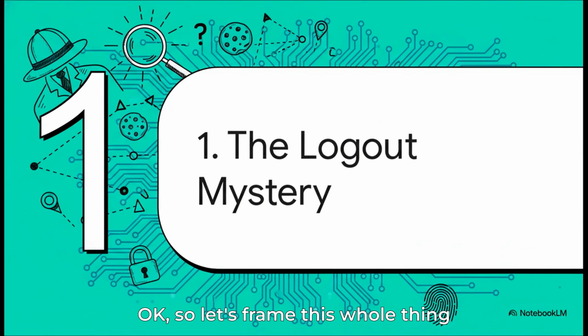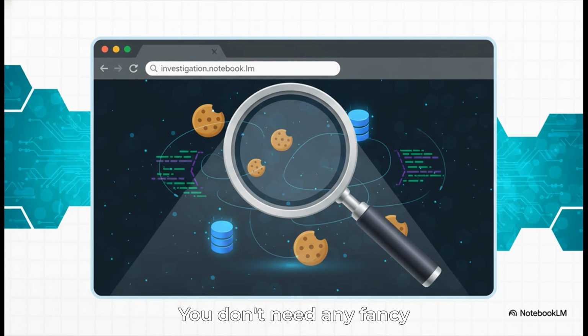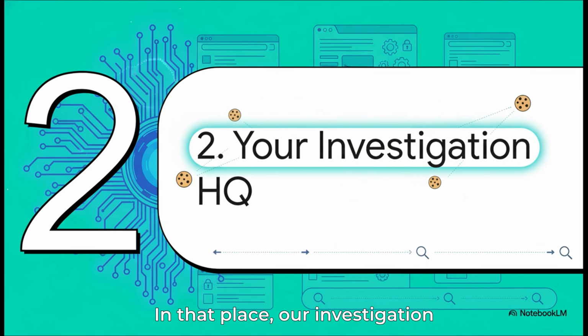Okay, so let's frame this whole thing like web detectives. We're going to put on our detective hats, and our first case, we're calling it the logout mystery. And here's the best part. You don't need any fancy, complicated tools for this. Every single time someone gets logged out unexpectedly, it leaves behind a trail of clues. And all that evidence? It's sitting right there, inside the browser. You just got to know where to look. And that place, our investigation headquarters, if you will, is the Chrome DevTools Application Panel.